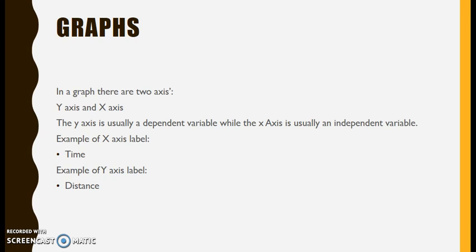So, a graph. Graphs have two axes, a y-axis and an x-axis. The y-axis is usually a dependent variable, while the x-axis is usually an independent variable. What this means is that the y-axis depends on x, and the x-axis doesn't care whatever y does, it just does its own thing. For example, time. Time just continues on without anybody's permission. However, distance has to be controlled somehow. It depends on time.